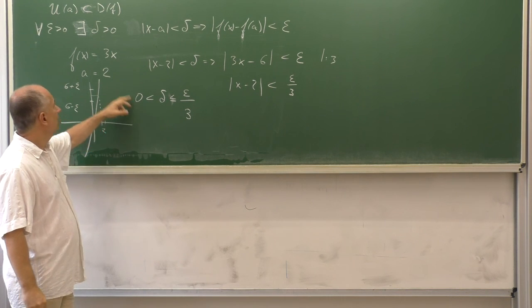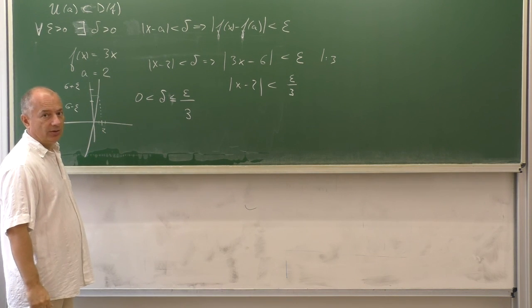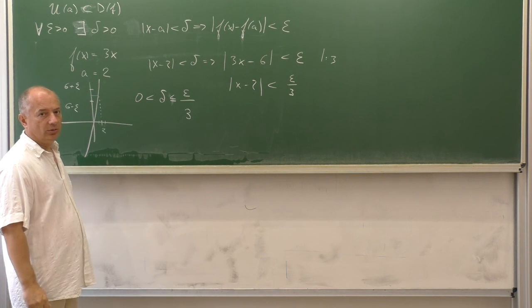So this is to prove that the function 3x is indeed continuous at the point a is 2.